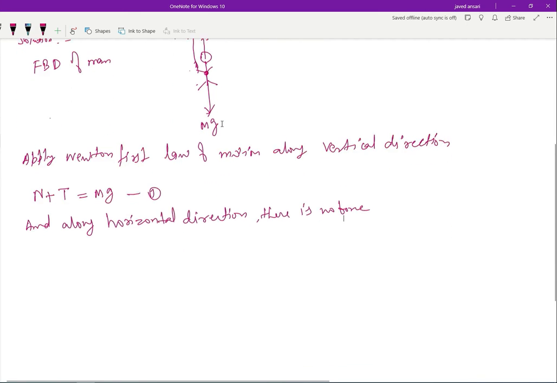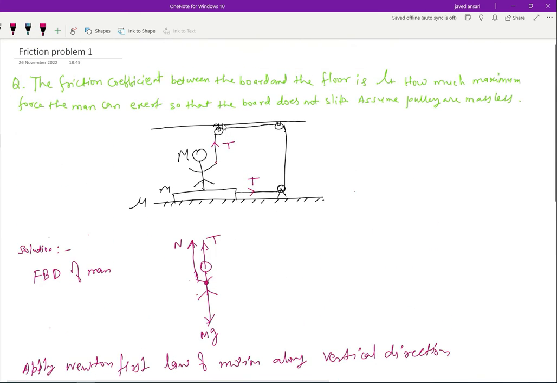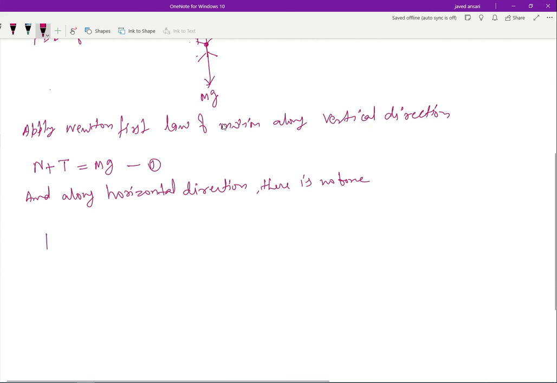Now let's draw the free body diagram of the plank M. Free body diagram of plank M. Just see this. So this is the plank.